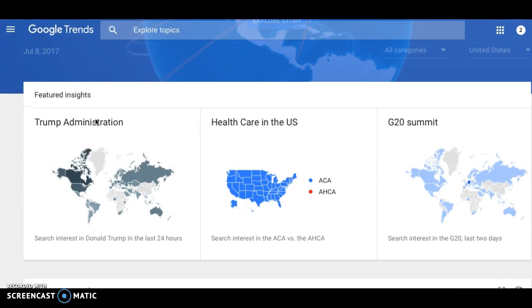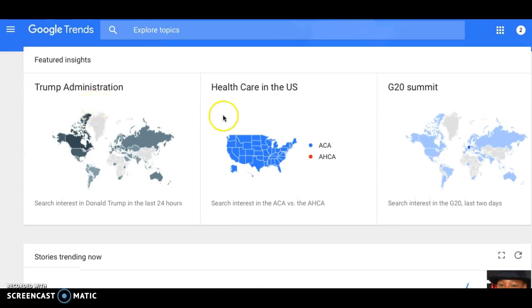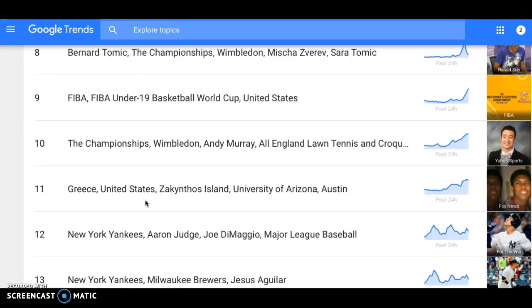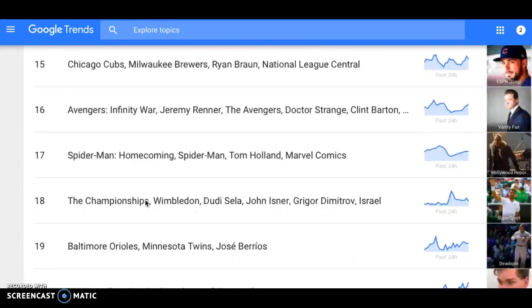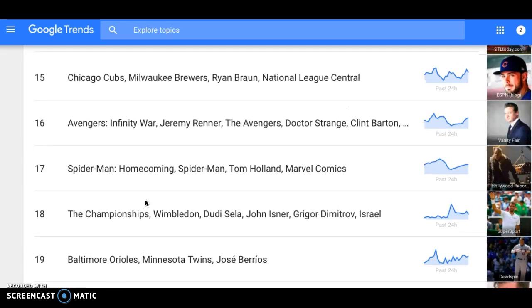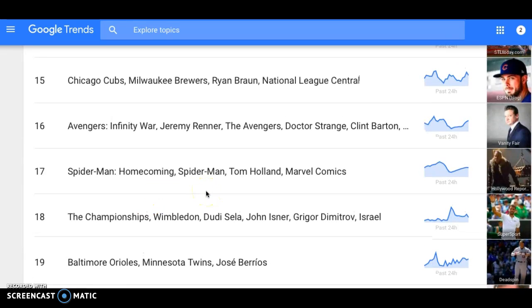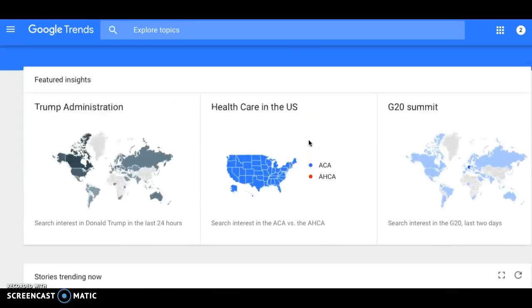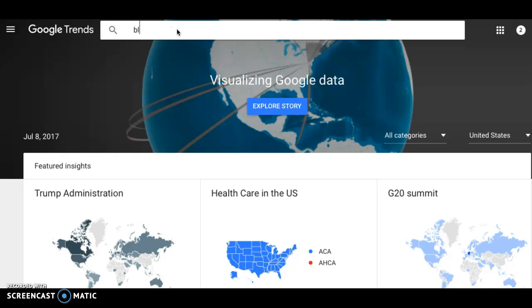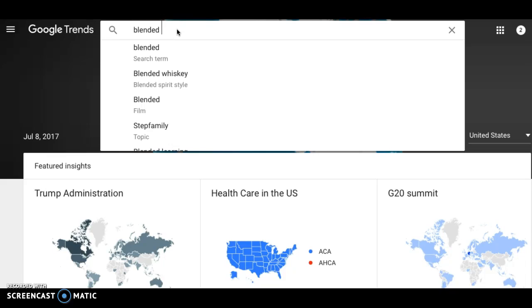So right now, as we can see, these are certain topics that are obviously very much in the news. And if we scroll down, these are other topics that are currently trending and very, very much searched across Google right now and in the past 24 hours. But we want to explore topics of our own interest. So my topic that I'm interested in is blended learning.